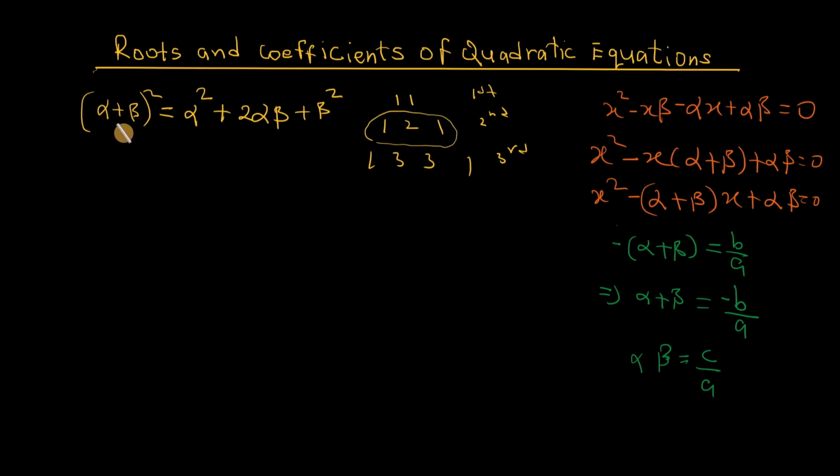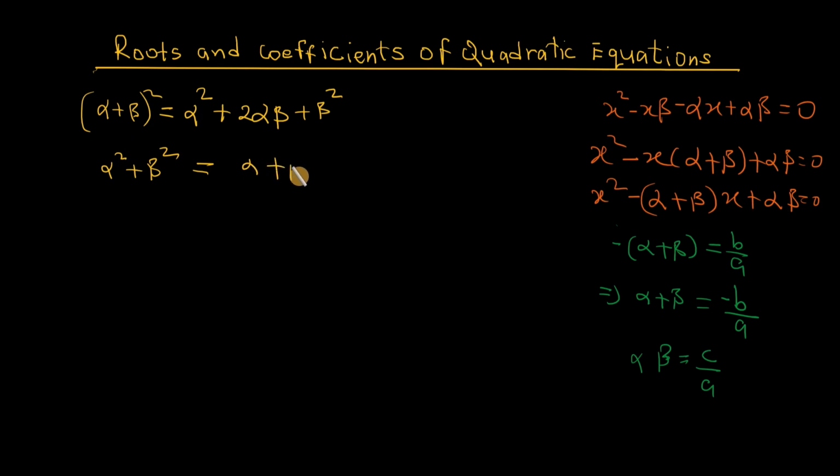So the power of alpha started with 2 and it drops to 1, and the coefficient of alpha squared is 1. For the middle term the coefficient is 2, and for the last term the coefficient is 1. And the powers of beta started with beta to the power 0 and increased to 1 and then to 2. From here, alpha squared plus beta squared can be made the subject of the equation as alpha squared plus beta squared equals alpha plus beta all squared minus 2 alpha beta. This is also a very important formula to be noted.